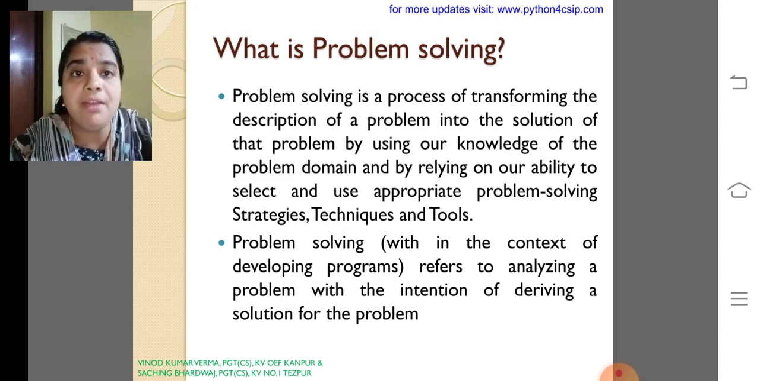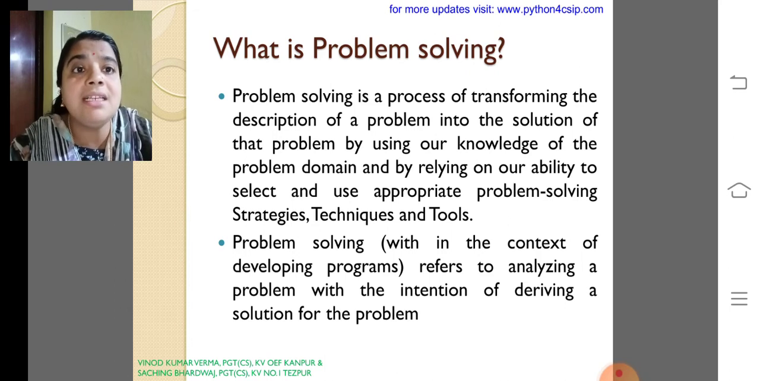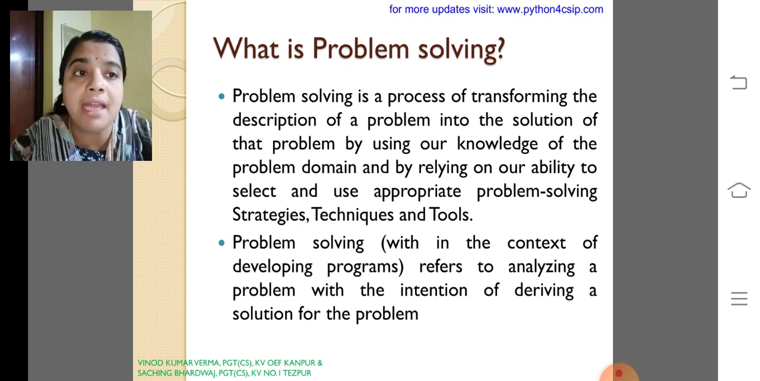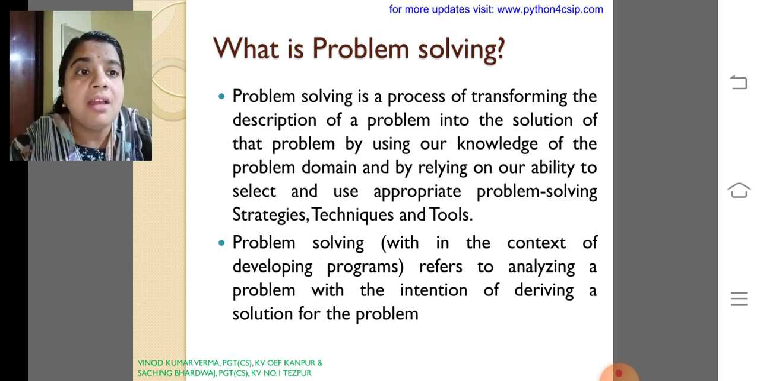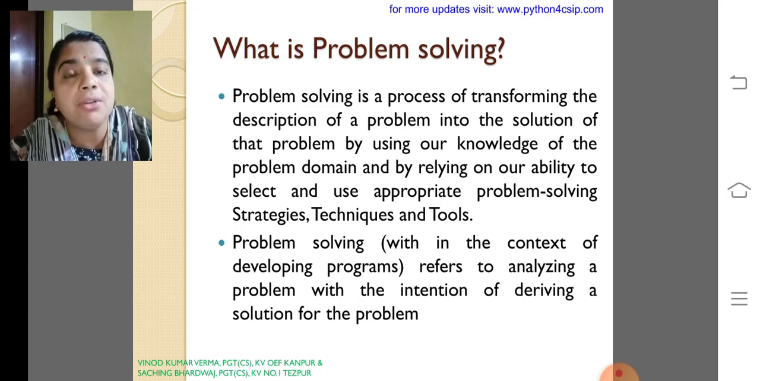What is problem solving? Problem solving is a process of transforming the description of a problem into the solution of that problem by using our knowledge of the problem domain and by relying on our ability to select and use appropriate problem solving strategies, techniques and tools. Problem solving refers to analyzing a problem with the intention of deriving a solution for the problem.